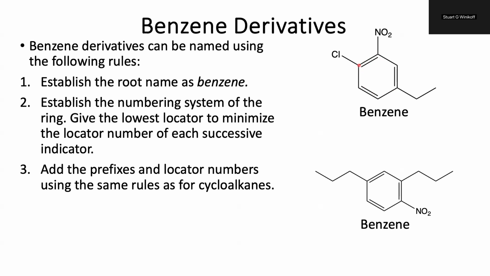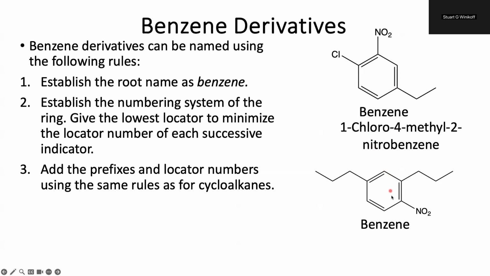So what I can then do is start adding prefixes and locator numbers, same way as for alkanes, because again, I'm not going to modify that root name. So that one chloro gets the 1 position, nitro gets the 2, the ethyl gets the 4. And from here, I'm going to go ahead and put them in alphabetical order: chloro, ethyl, nitro, no matter what the numbering is.